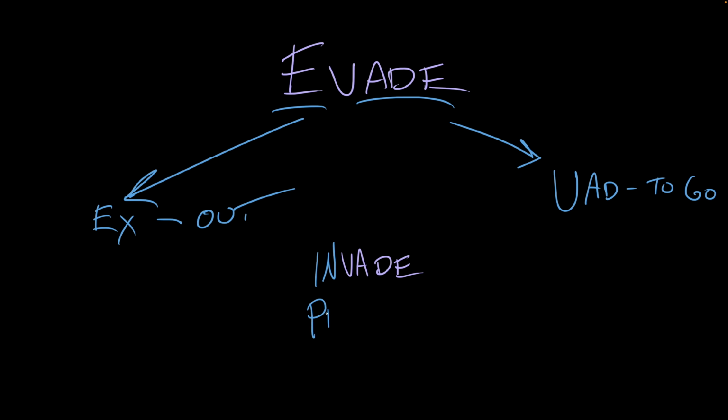Or pervasive. Per means through or completely. So something that is pervasive is something that goes everywhere, goes throughout. A hit song might be pervasive in that you hear it everywhere you go.